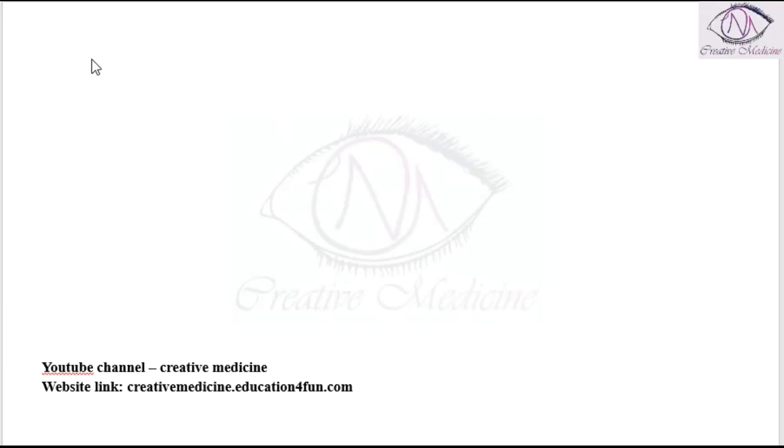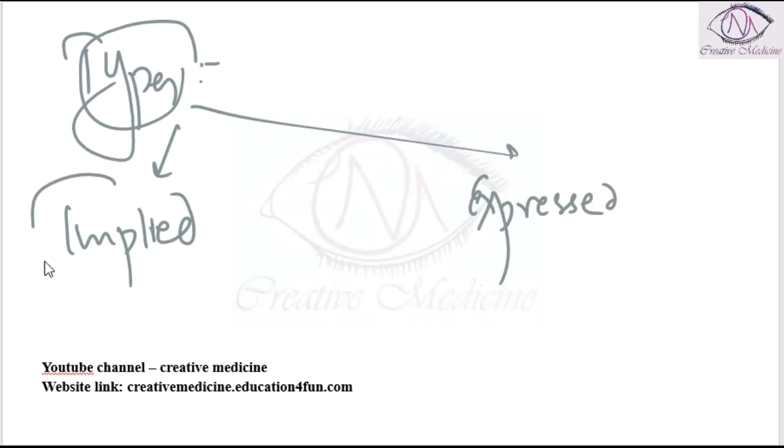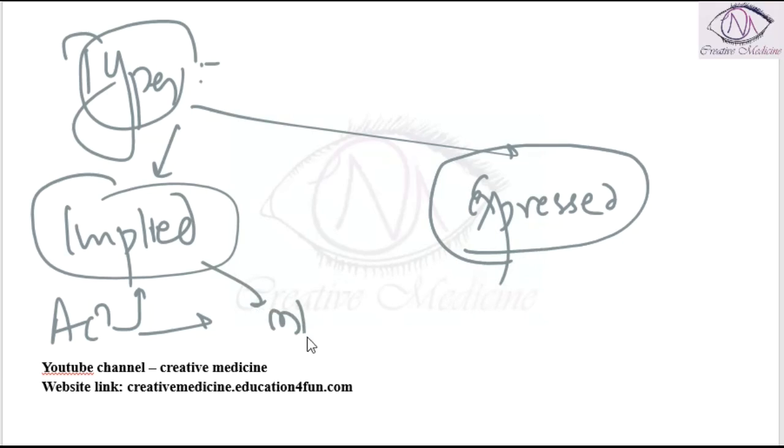Types of consent. In medical practice, we have two main types of consent. One, implied consent. Two, expressed consent. In implied consent, the actions of the patient imply or signify that he is giving consent. Implied consent is the most common type in practice.